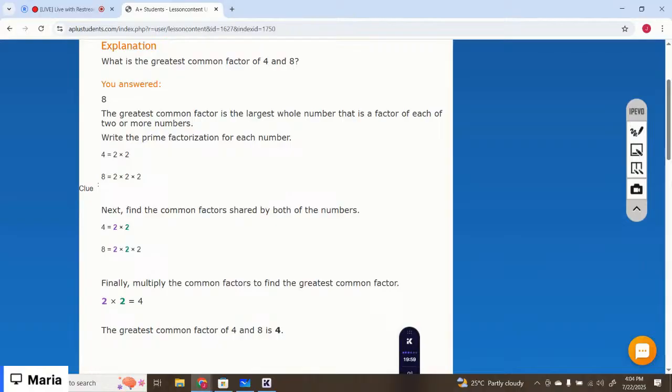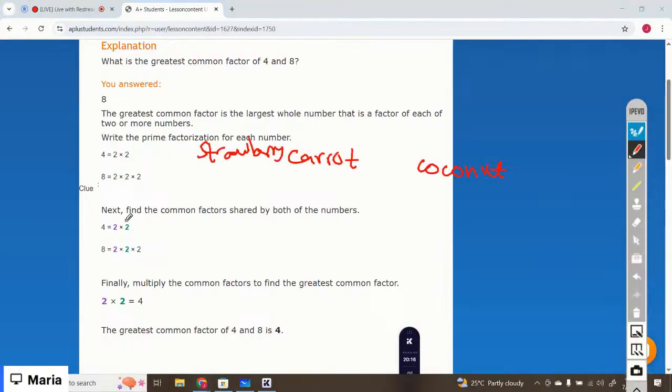So the prime factors of 4 are 2 times 2 and the prime factors of 8 are 2 times 2 times 2. So just look at their common factors. Their common factor is 2. This pair is common and this pair is common. So just multiply them. 2 times 2 makes 4. So 4 is the greatest common factor.